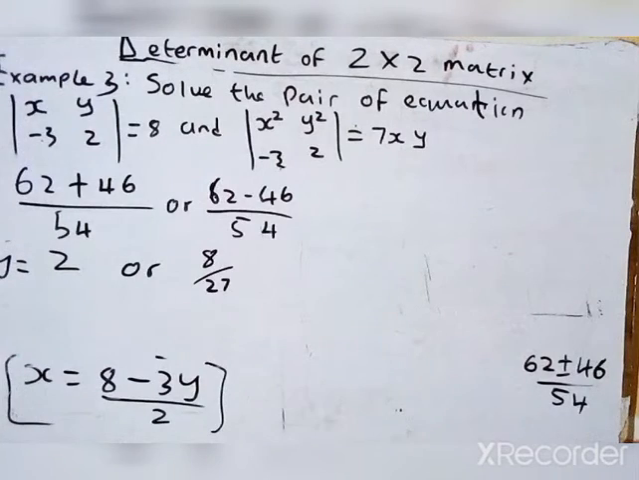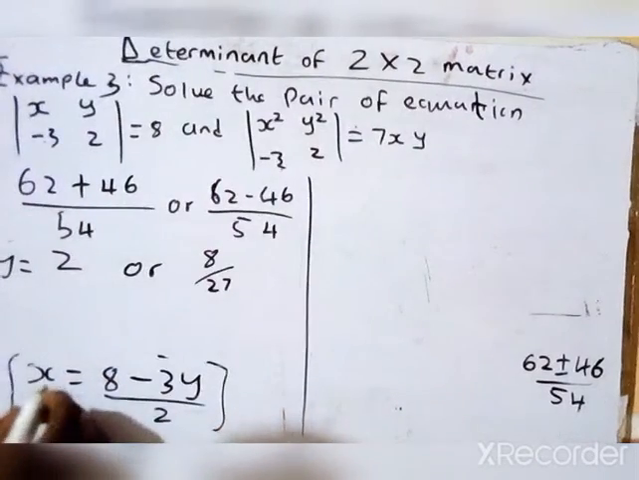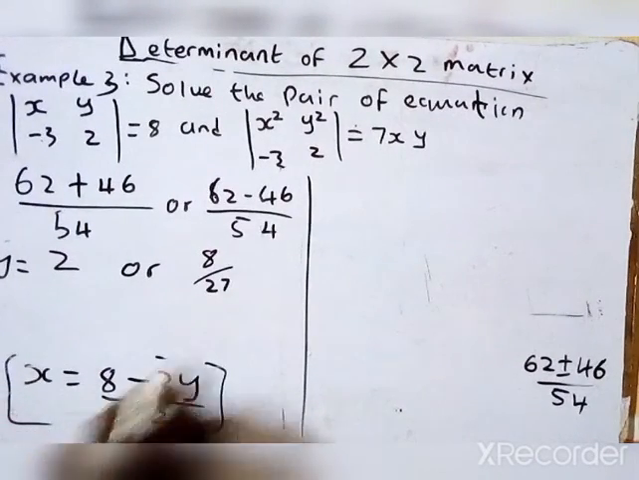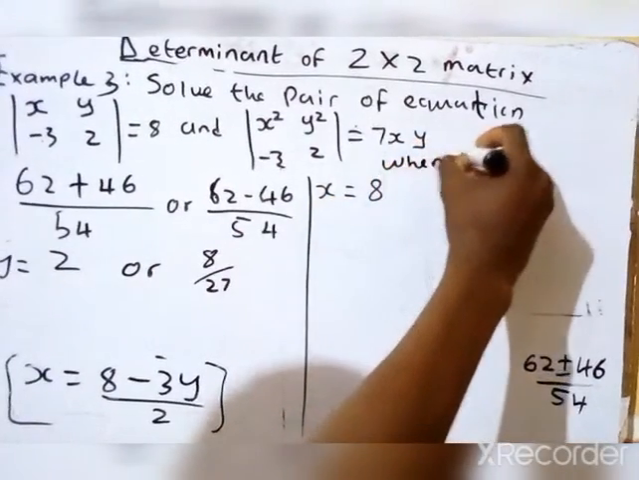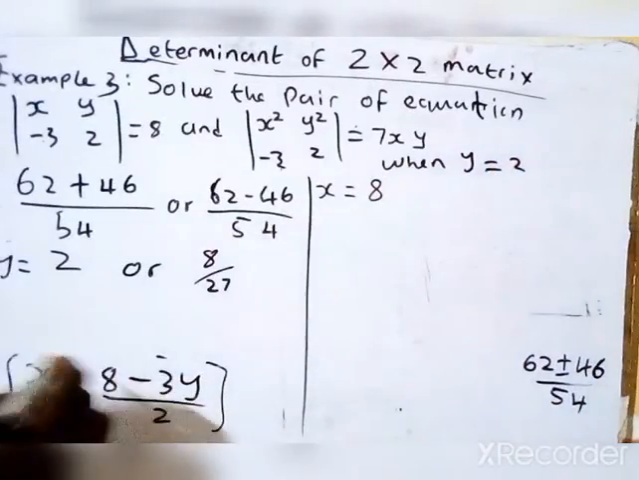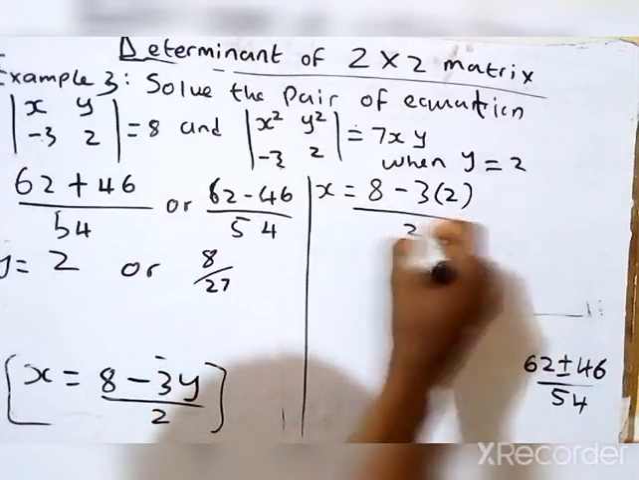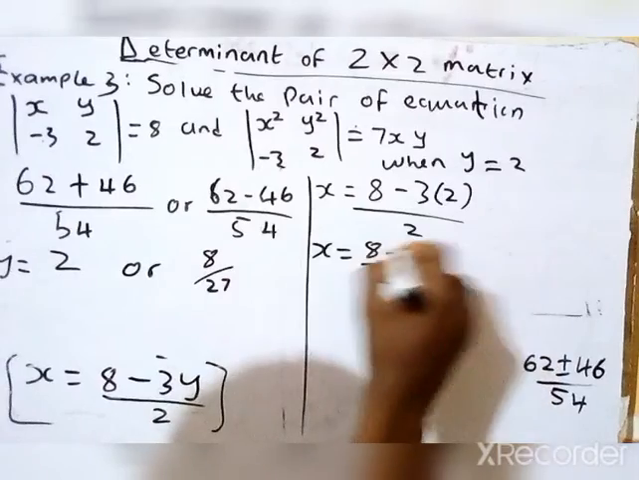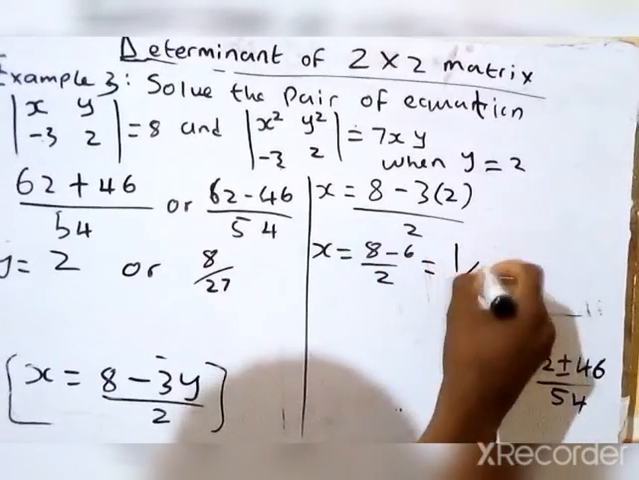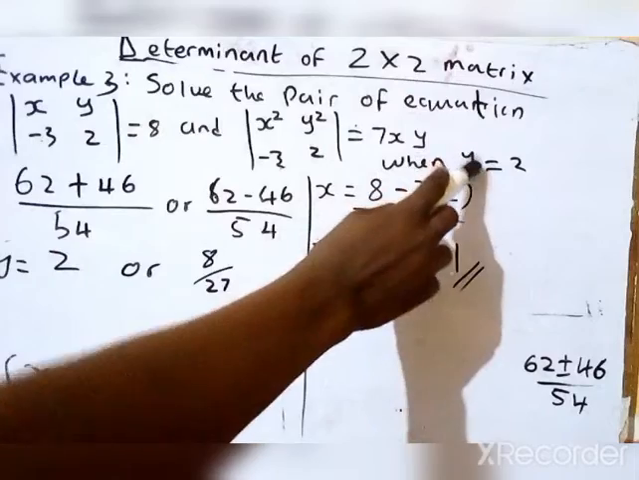So now we are asked for x. To get the value of x, just recall the place where we made x the subject of the formula, that x will be equal to 8 minus 3y over 2. So let's get x when y is 2. It will be 3 in the bracket, 2, over 2. So x will be equal to 8 minus 6 over 2, that's 2 over 2, that's 1. So when y is 2, x is 1.